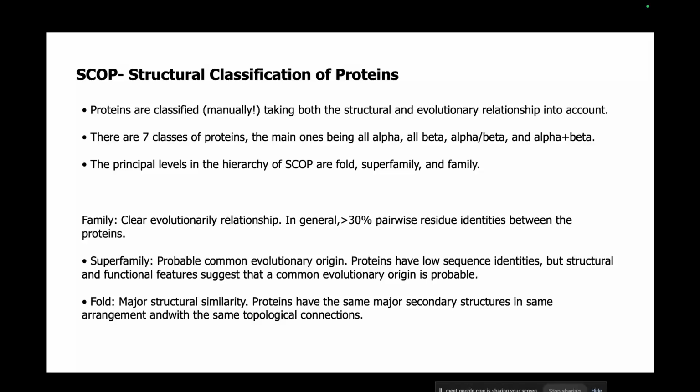The principal levels of hierarchy in this classification are fold, superfamily, and family. So family is basically which has a clear evolutionary relationship. In general, they take 30% pairwise residue identity to be considered in a family. Superfamily is basically a probable common evolutionary origin. They might have low sequence identities, but structural and functional features suggest a common evolutionary origin. And fold is basically the structural similarity, having similar major secondary structures in the same arrangement and with the same topological connections. They are classified into the same fold. Right? So this is SCOP.